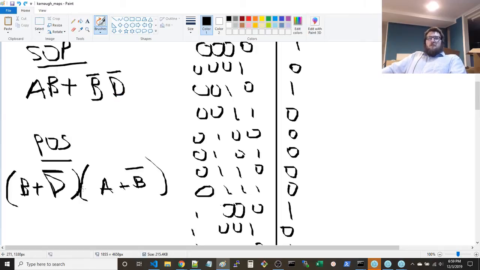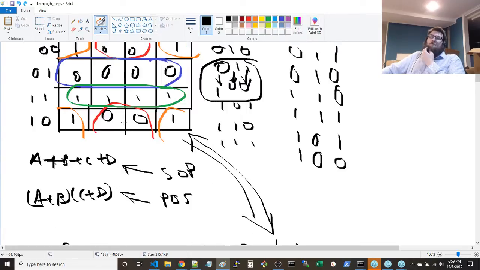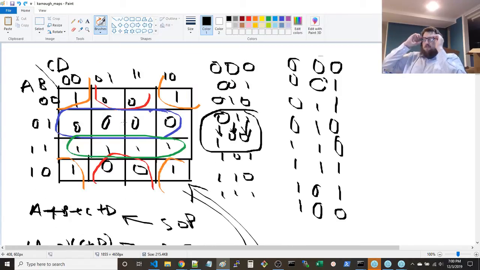I don't know, one AND gate at the end here. So actually, it seems like they both use the same number of gates that you need in your circuit. So that's kind of interesting. Yeah, Karnaugh maps.